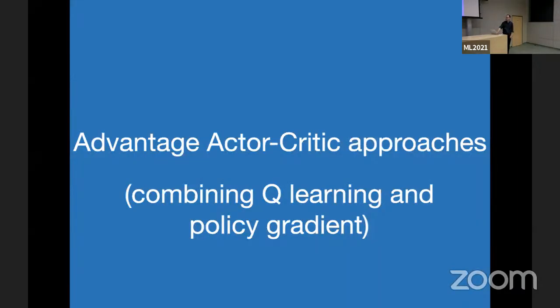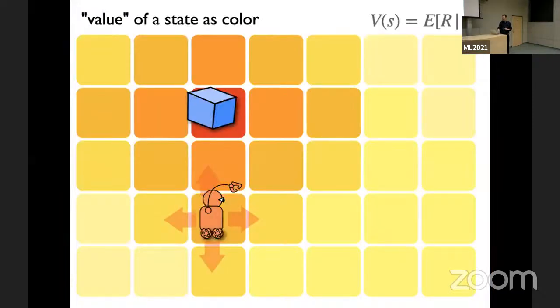Okay, so this was the example of Q-learning. And now I briefly want to discuss something that represents most of the modern approaches, which combines Q-learning and policy gradient. Right? So policy gradient, remember, was about stochastic probabilities for different actions. Q-learning was about learning how good different actions are and then basing your policy on that. And here you will combine both the approaches.